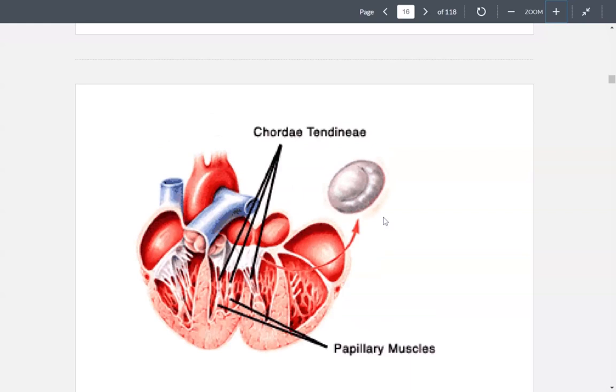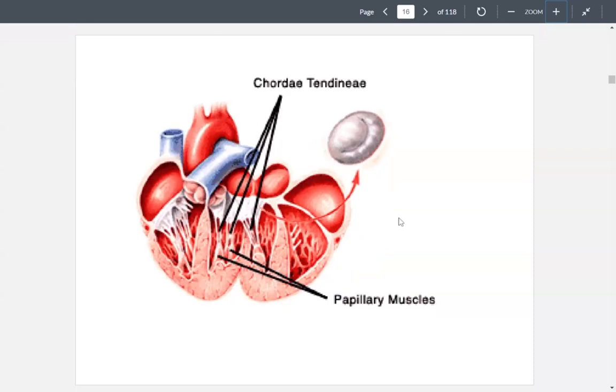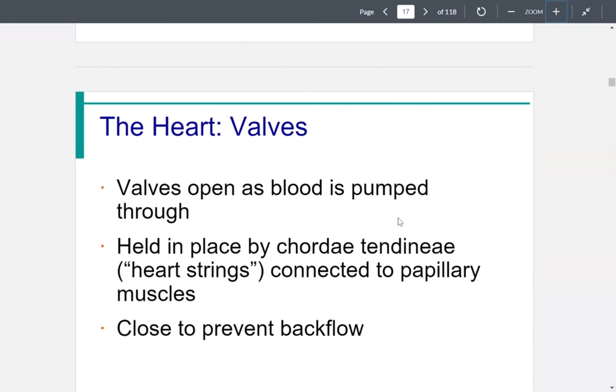Now, attached to the AV valves, atrioventricular valves, you will have tendons that are referred to as chordae tendineae. And those chordae tendineae are attached to papillary muscles. These muscles and tendons are going to work to make sure these valves stay closed when they are supposed to be closed, so they do not open despite the extreme pressures exerted against them. This is important when we talk about muscle contractions of the heart, the atria versus the ventricles contracting and the pressures involved with that.